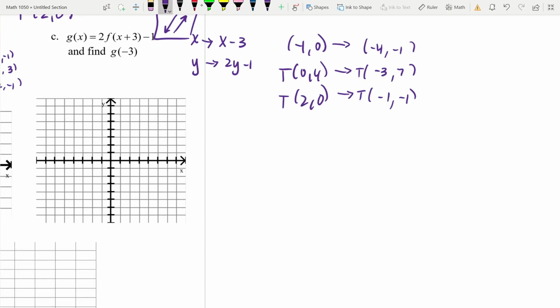So you go left 4, down 1. No turning point there. Left 3, up 7. That's right there. And I'm going to put a T because it's going to turn. -1, -1, left 1, down 1, and I've got a turning point.